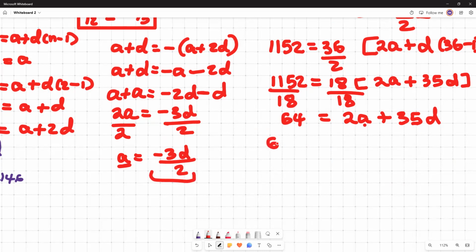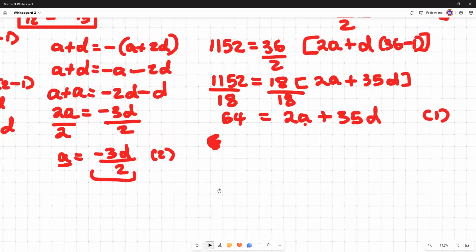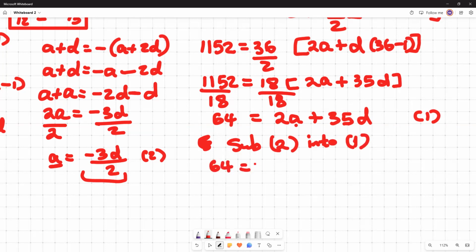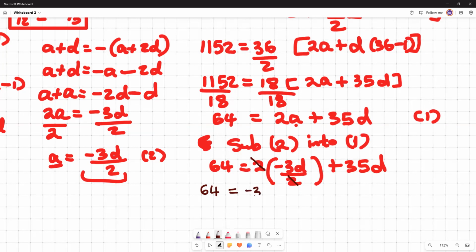Okay, let's call this equation 2. Remember, we need to substitute equation 2 into 1. So you're going to have 64 equals to 2 times your a, which is minus 3d over 2, then you have plus 35d. Right. Then, ladies and gents, I'm sure you can see that this 2 will cancel that one. So you have 64 equals to minus 3d plus 35d.